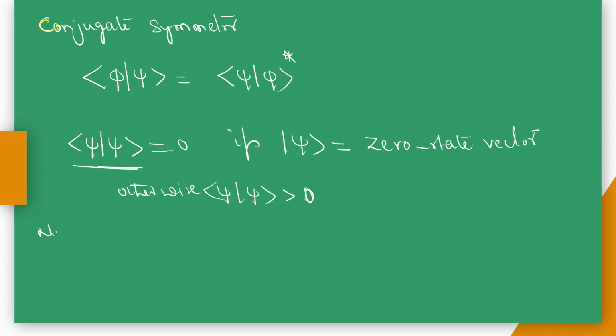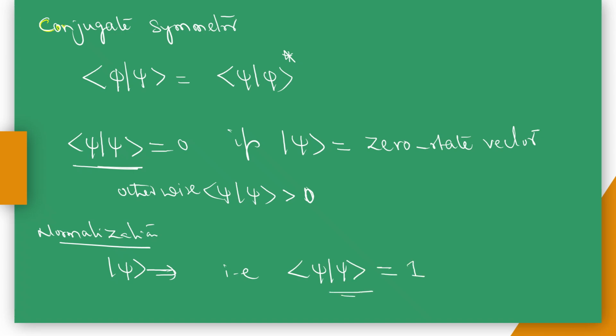And a normalization condition. Every state vector ket psi satisfies the normalization condition, that is, the inner product between the same state vectors is always equivalent to 1. This is the normalization condition.